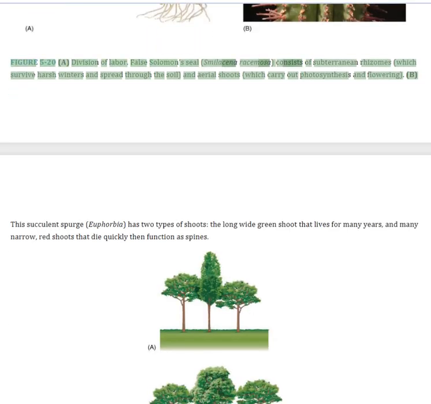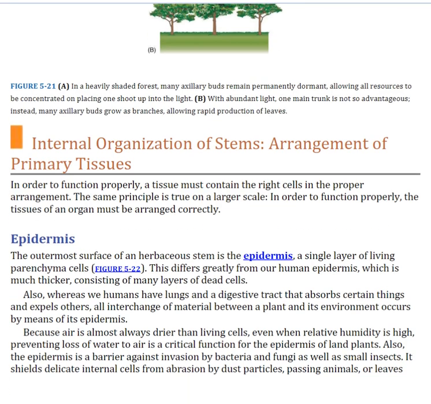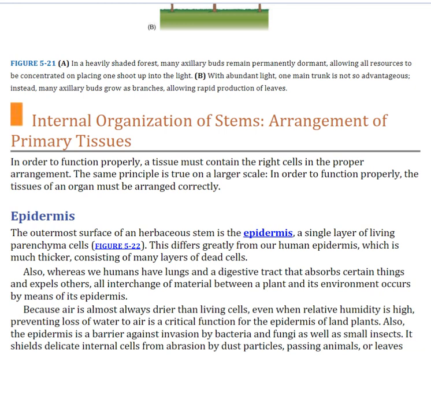Figure 5.20. Division of labor. False Solomon's seal consists of subterranean rhizomes and aerial shoots. This succulent spurge has two types of shoots: the long, wide green shoot that lives for many years, and many narrow, red shoots that die quickly then function as spines.